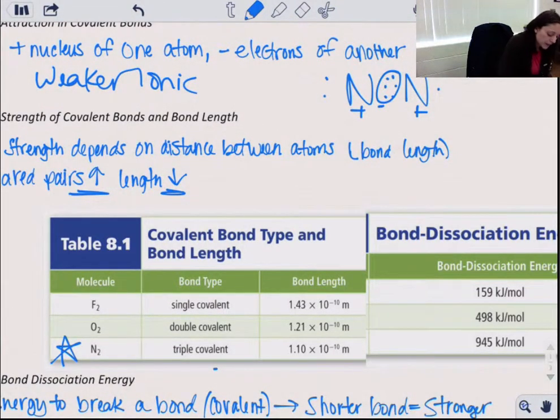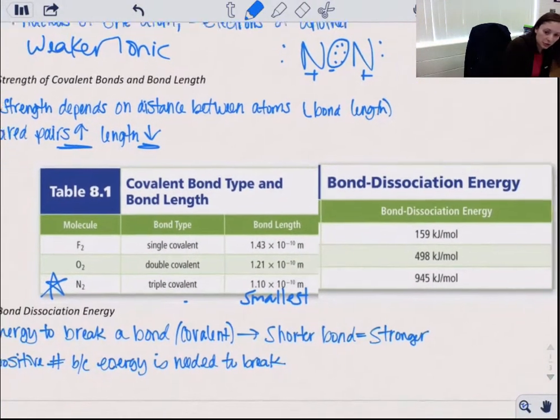So N2 is my smallest one here, but it has the most shared pairs. So as my shared pairs go up, my distance goes down. The next thing we're going to look at there is bond dissociation energy, which is the next part of that little chart there.